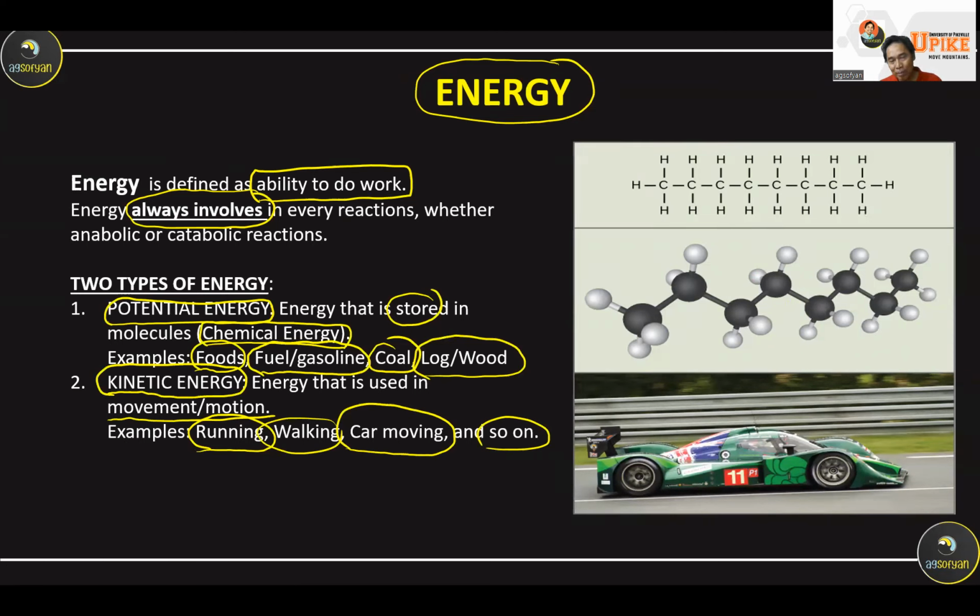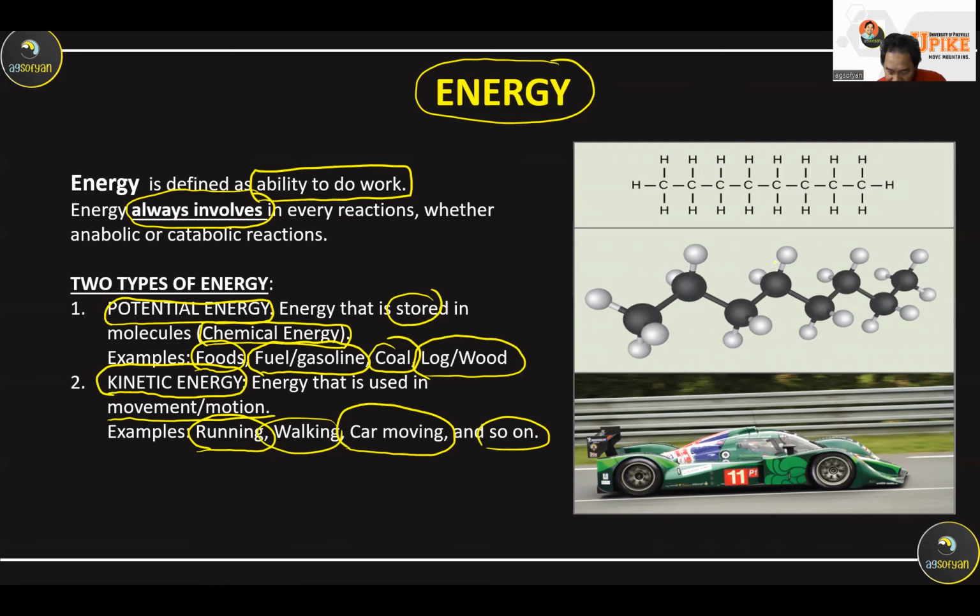Again, there are two types: potential energy, which is the energy stored in the chemical molecules. It is called the chemical energy. And the second one is called the kinetic energy, which is energy in motion, like the movement, the motion, the running, everything that we use the ATP for. For the car, they're going to use the fuels, the coal, for example, to move or to run. This is kinetic energy.